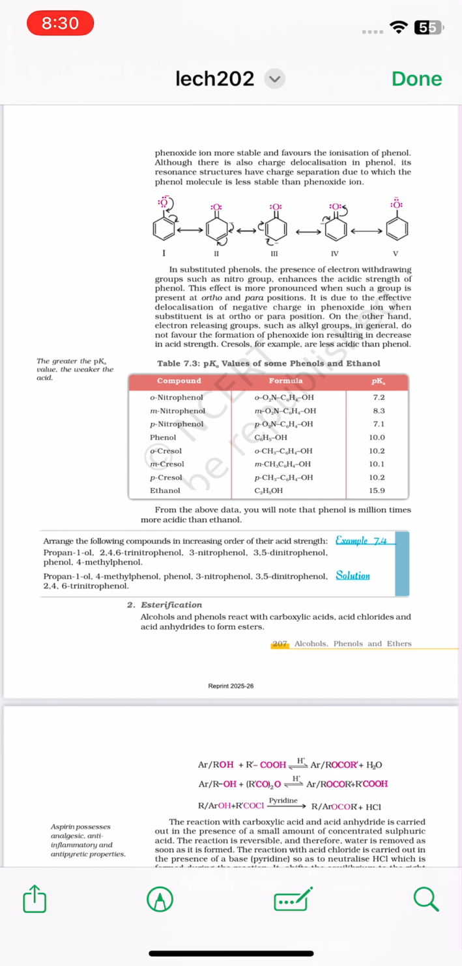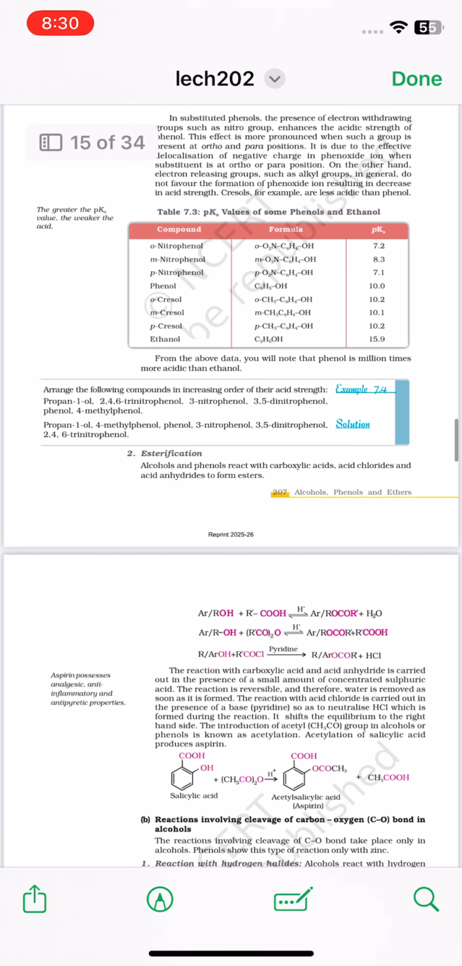Esterification. Alcohols and phenols react with carboxylic acids, acid chlorides and acid anhydrides to form esters. The reaction with carboxylic acid and acid anhydride is carried out in the presence of a small amount of concentrated sulfuric acid. The reaction is reversible and therefore water is removed as soon as it is formed. The reaction with acid chloride is carried out in the presence of a base, pyridine, so as to neutralize HCl, which is formed during the reaction. It shifts the equilibrium to the right hand side.